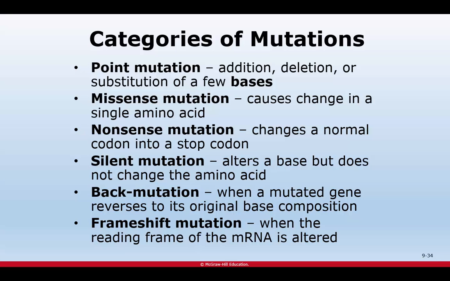These are the categories of mutations. Point mutations are where bases are added, deleted, or substituted, just a few of them. A missense mutation causes a change in one amino acid only, and a nonsense mutation changes a normal codon into a stop codon. A silent mutation alters a base but doesn't change the amino acid. A back mutation is when a mutated gene reverses to its original base composition. And a frame shift mutation is when the reading frame of the messenger RNA is altered.